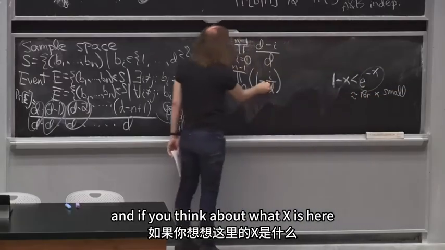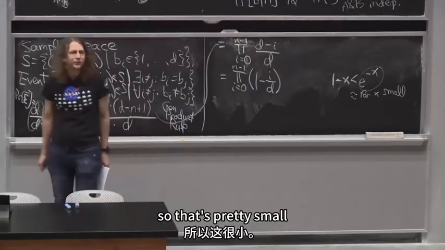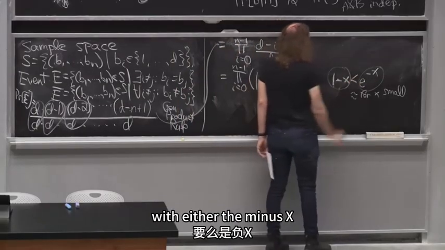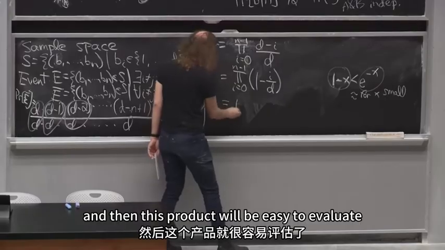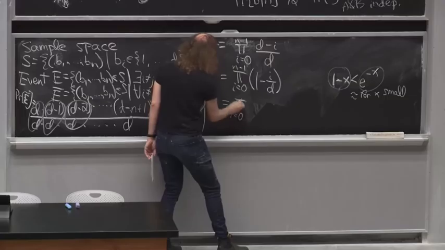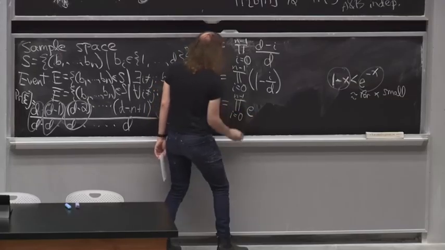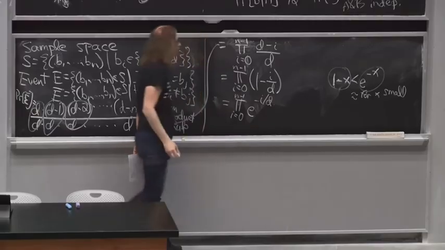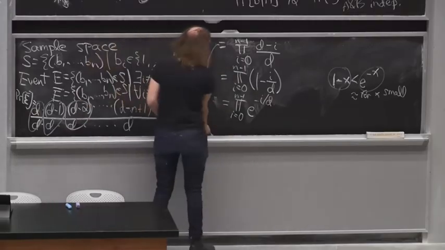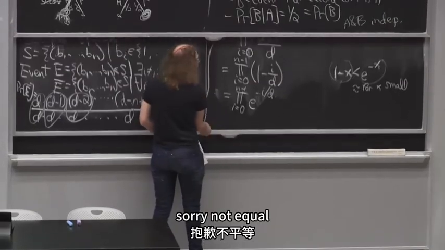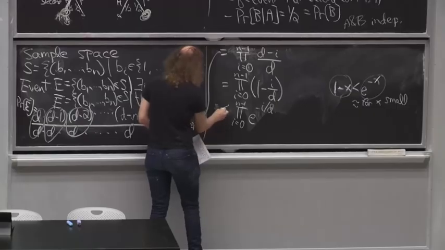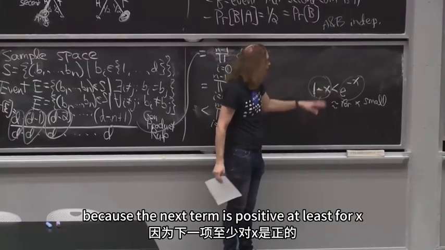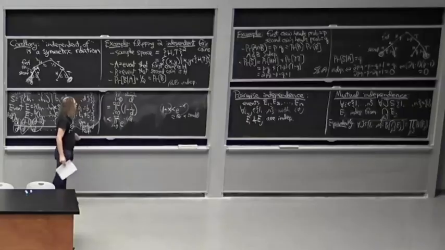If you think about what x is here, it's a probability. It's less than 1, so that's pretty small, and this will actually be a pretty good approximation. We're going to replace 1 minus x with e to the minus x, and then this product will be easier to evaluate. So this is going to be e to the minus i over d. Sorry, not equal, this is going to be less than. It's a good approximation when x is small, but it's always less than, because the next term is positive, at least for x non-negative.